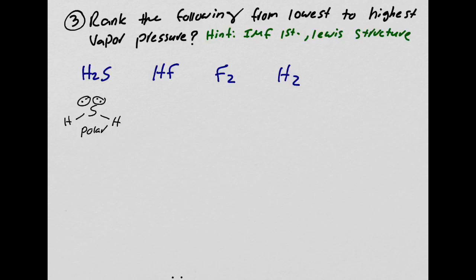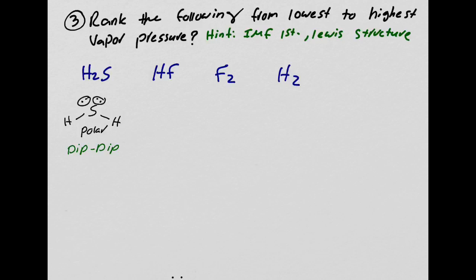H2S does not have hydrogen bonding, because for hydrogen bonding you have to have NH, OH, or FH. Now, H2S is covalent. If you're covalent, you have to say you're polar or non-polar. It is covalent and polar. If it's covalent and polar, what do you have? You have dipole-dipole.